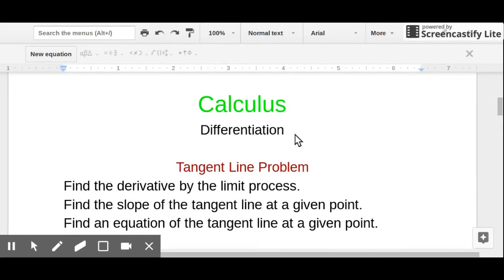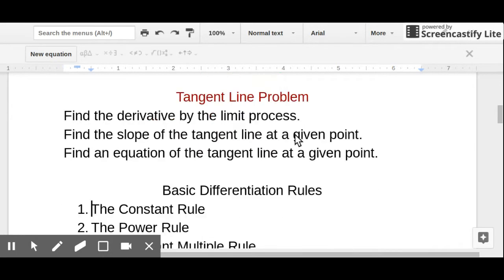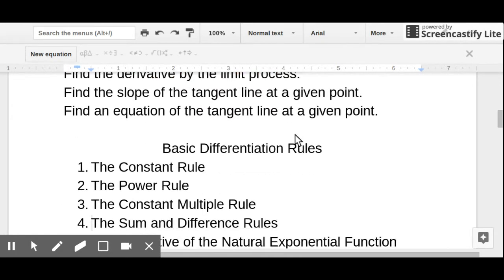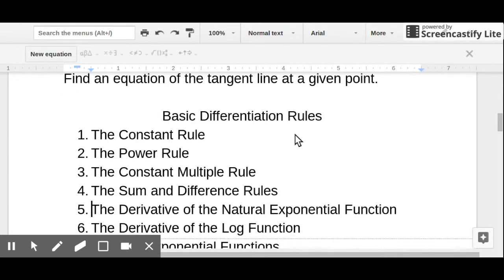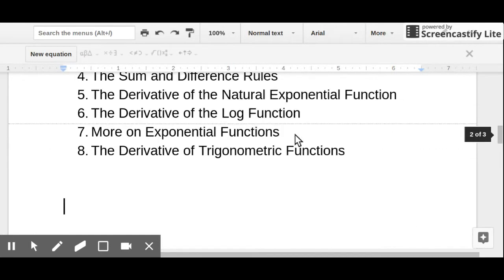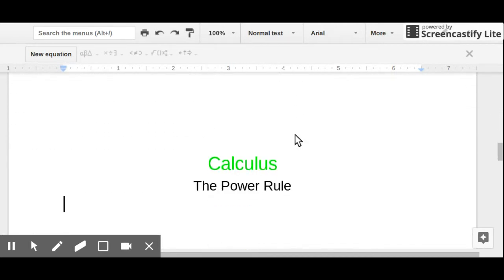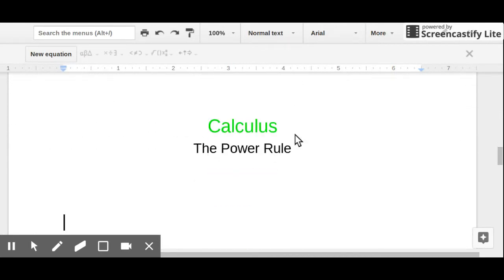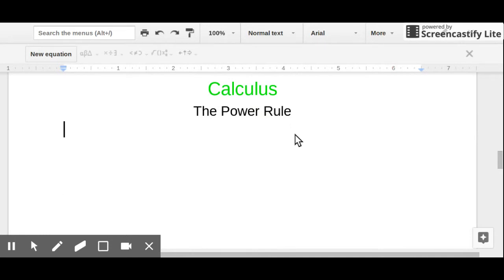We're looking at differentiation, and of course we're going over the basic rules. This video is going to be over the power rules. We're working our way on down, and we've now found ways to shortcut methods to finding these derivatives without having to use the definition, using that limit process to find the derivative. So this particular one here is the power rule.